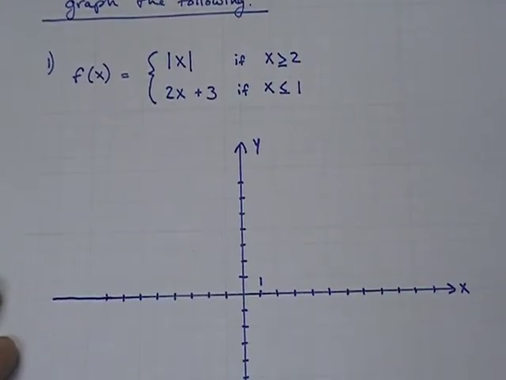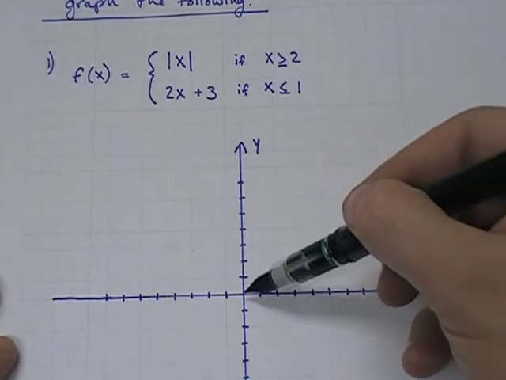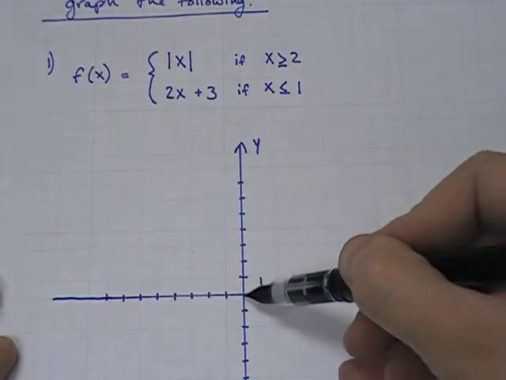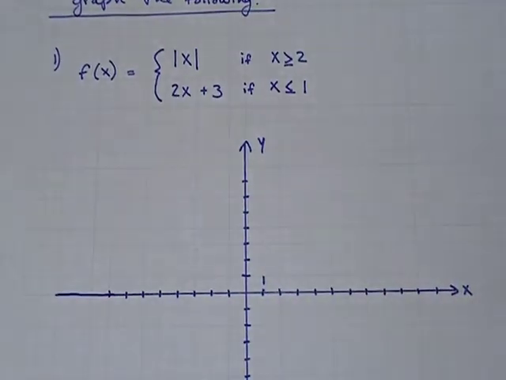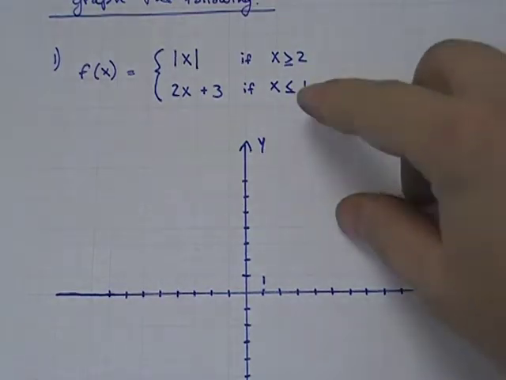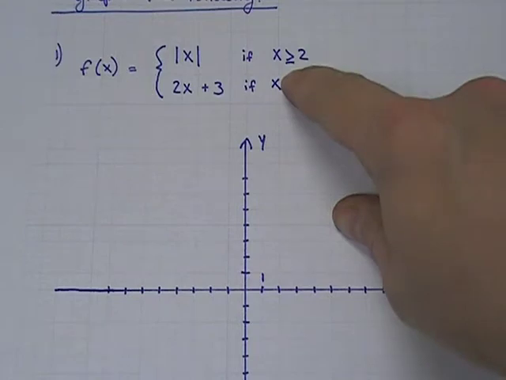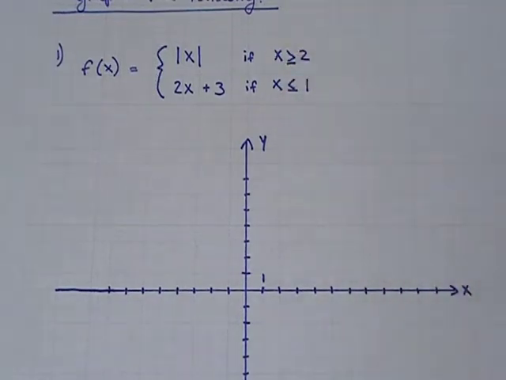Well, now I know the absolute value of x is going to make a V that touches right here at 0. Here's the problem, folks. The problem is this is a piecewise function which has a domain restriction. The domain restriction says x cannot be less than 2. So basically it says that x is 2 or larger.